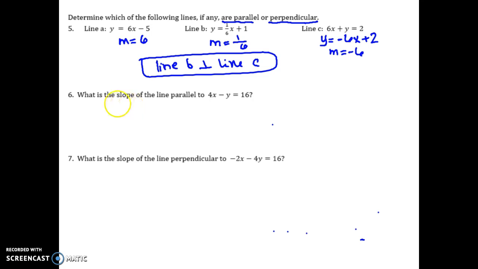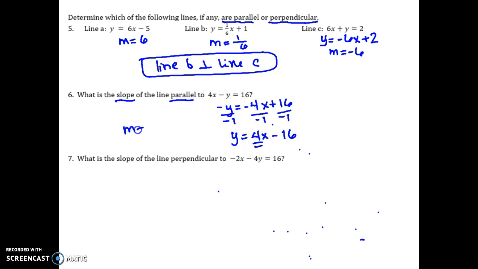Okay, number 6 says, what is the slope of the line parallel? In order to determine the slope, we need to put it in slope-intercept form. So we're going to set this up, and don't forget, we've got to divide everything by negative 1. So y is equal to 4x minus 16. Now the slope jumps out. There it is. It's just 4. Okay, and parallel would be the same slope.